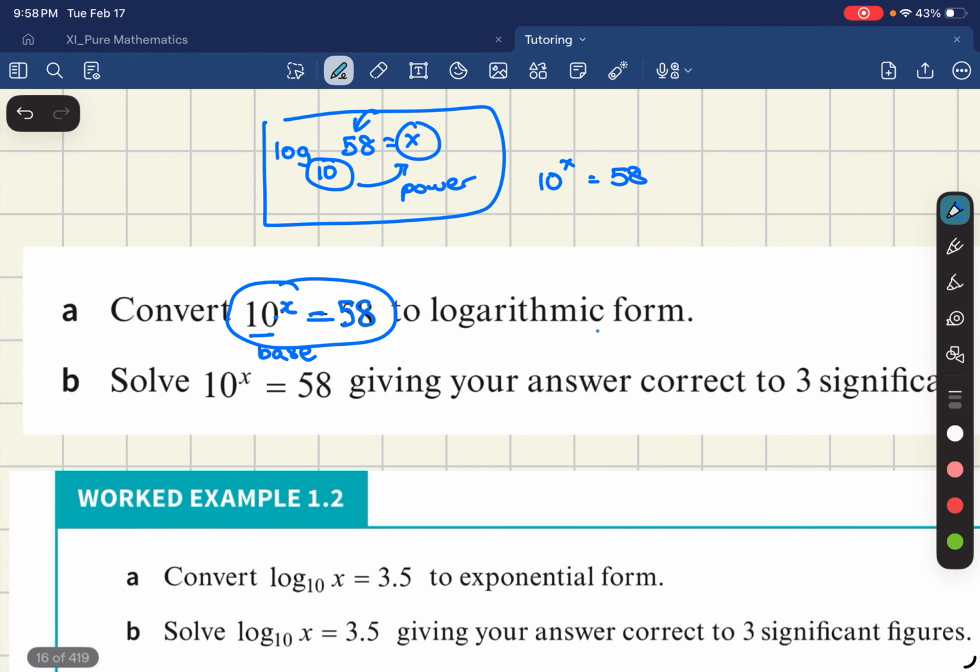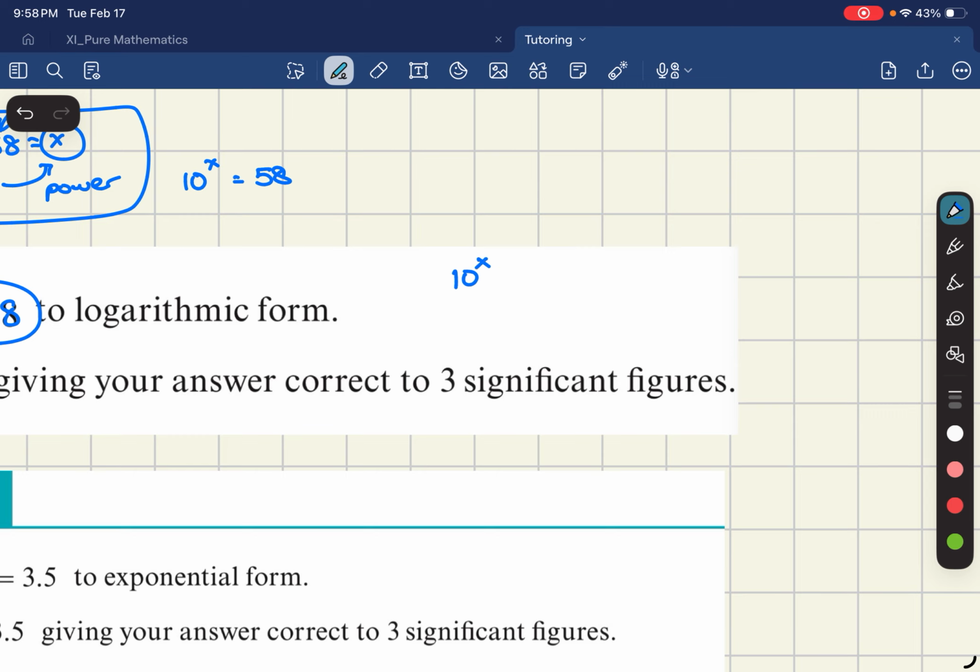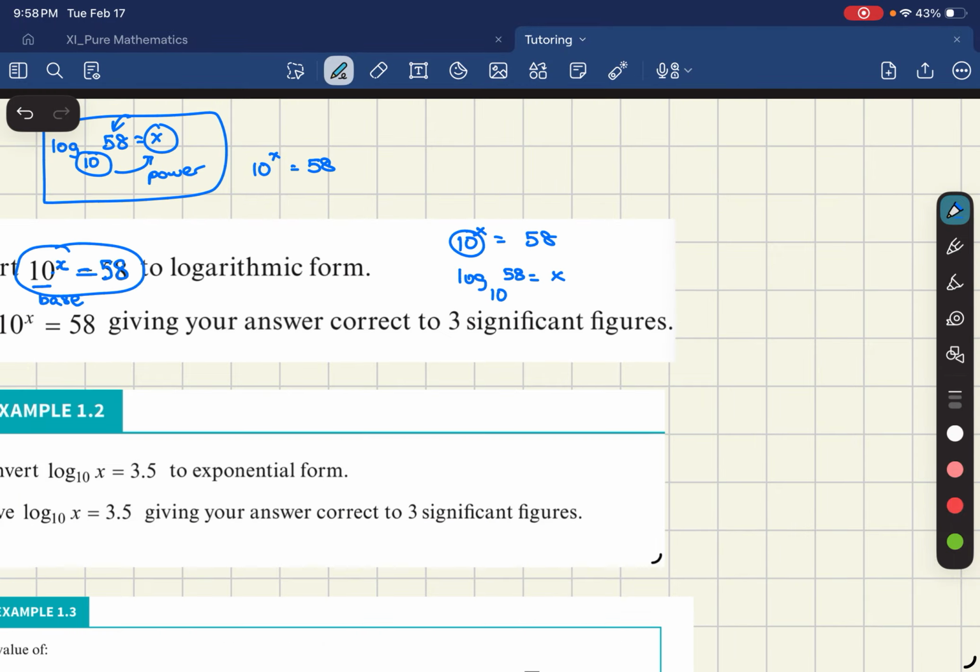So this is how you convert. You keep your base. If you are given 10 to the x is equal to 58, then you write log, you keep your base 10, and then when I raise 10 to x, I am getting 58. That is how you solve it.